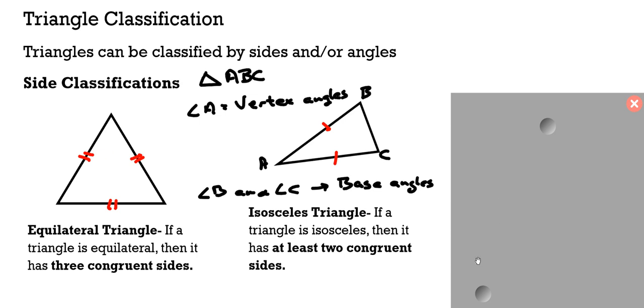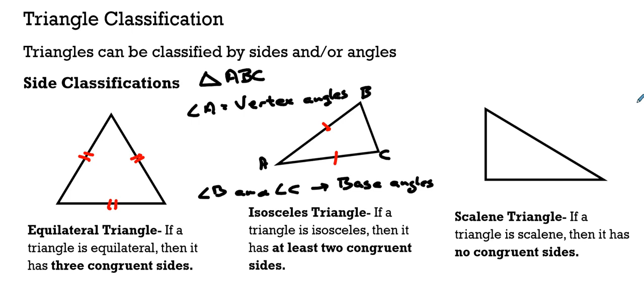And then our last side classification is scalene, which has no congruent sides. That can be indicated a couple of different ways. You could either have 3 different marks, which would very clearly indicate that there are 3 different lengths. Or you could have no congruence marks, because if you don't have any, you really shouldn't assume that any sides are congruent, since you don't know them to be. So either 3 different marks or no marks at all would indicate scalene, which is no congruent sides.